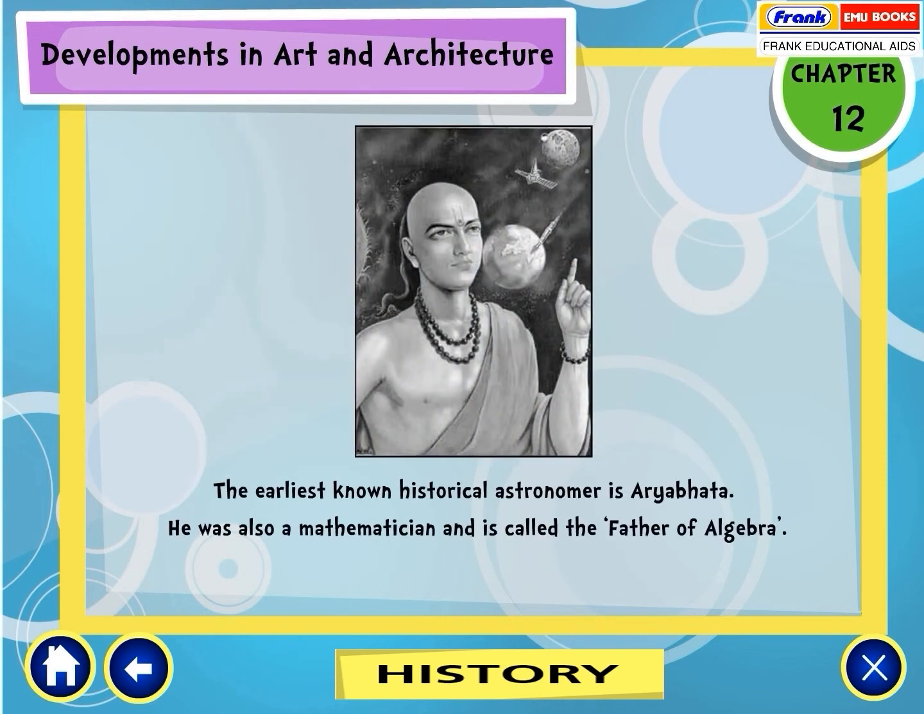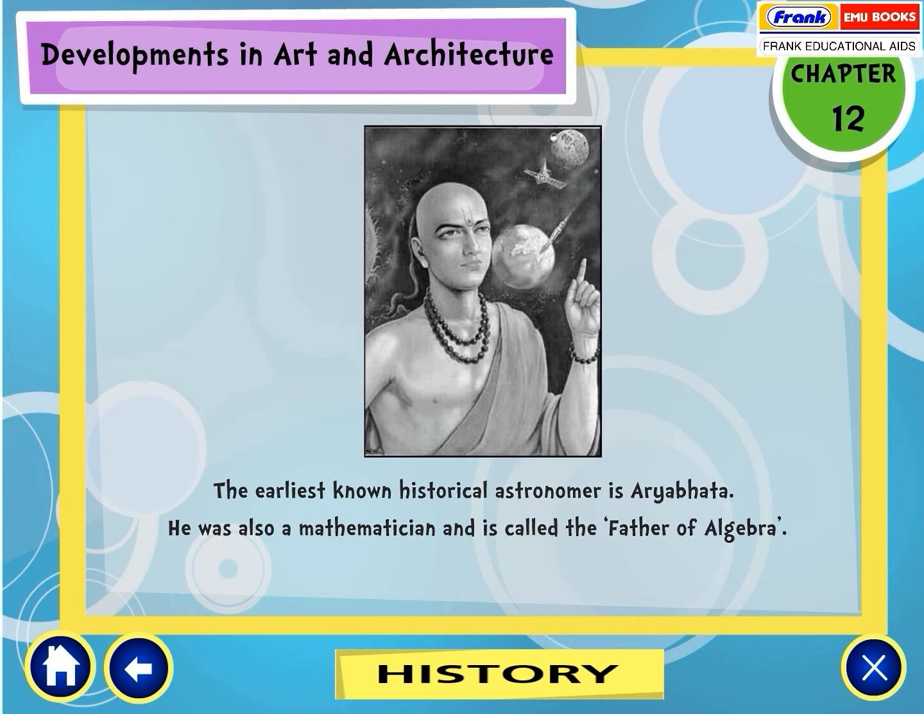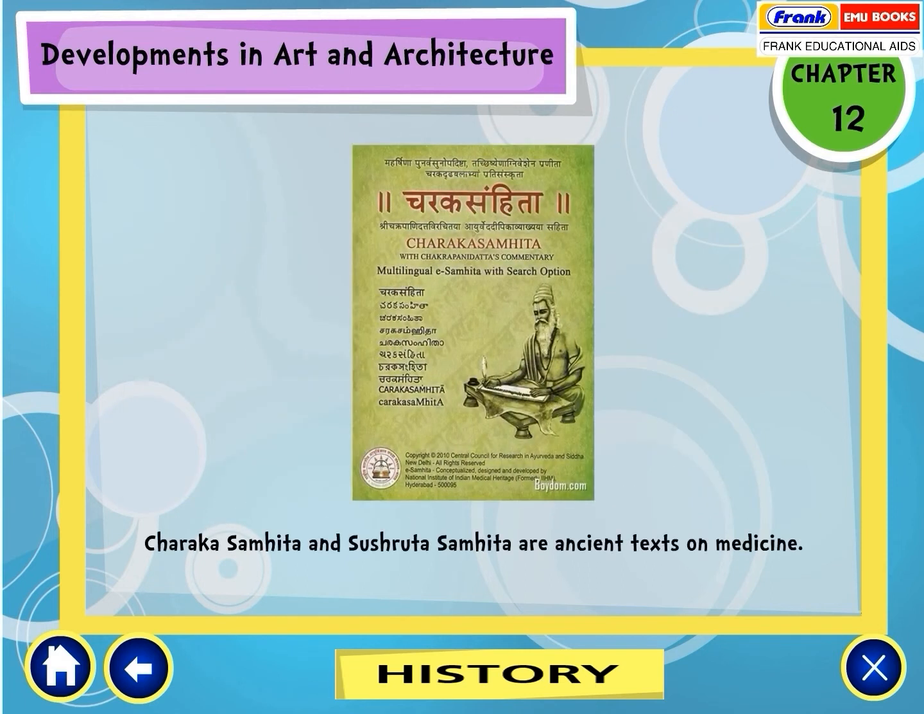The earliest known historical astronomer is Aryabhata. He was also a mathematician and is called the father of algebra. Charaka Samhita and Sushruta Samhita are ancient texts on medicine.